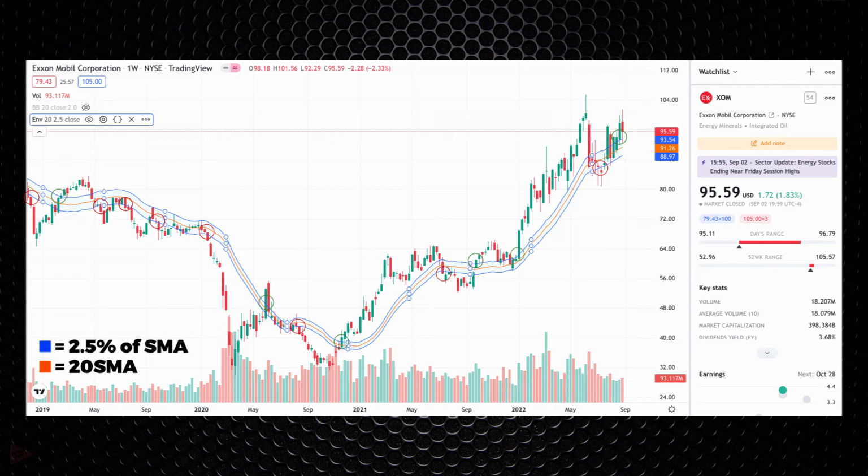Now, a problem with envelopes is that they don't account for the changing volatility of the underlying asset, and so you might be comparing apples to bananas. So with that, I urge caution.